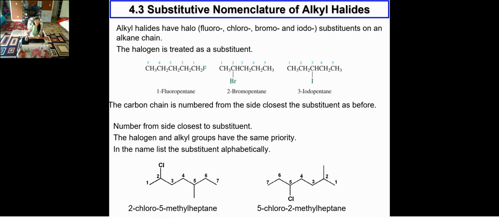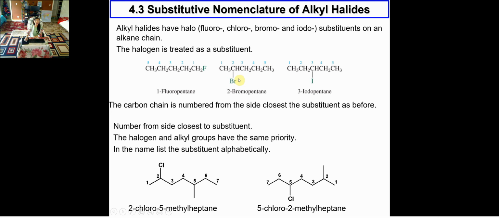Let's see the first example. So you have carbon 1, 2, 3, 4, 5. The fluorine is connected to carbon 1. Therefore, you call it 1-fluoropentane. In this case, you name this alkyl halide as an alkane, and your halogens will be your substituents.